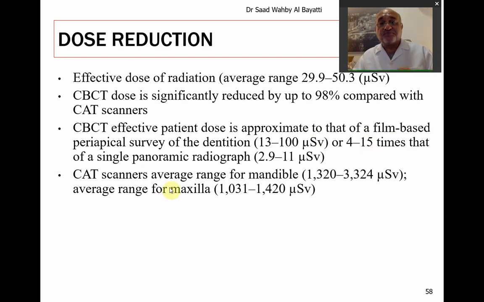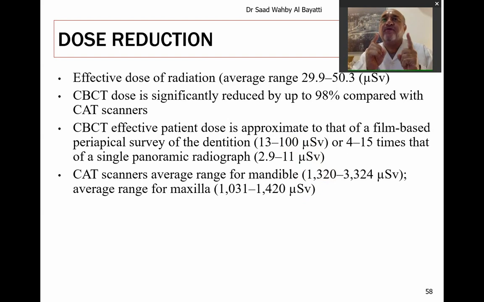However, this is for the CAT scanners, for instance. See the fan-shaped average range for the mandible. See the huge amount, around 1,300 to 3,000 microsieverts for the mandible. For the maxilla, it is less because the amount of bone is thinner. Compare these numbers and these numbers. There is a huge dose reduction between the CAT scanners, the axial scanners, and the cone beam scanners.